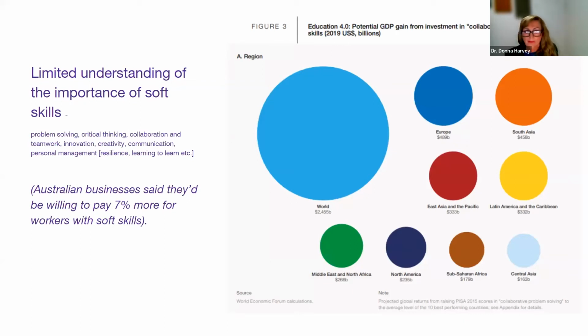our school environments. And this is now for the individual, Australian businesses are telling us that they would be willing to pay 7% more to the individual for workers with those soft skills. So hence the importance of us starting to focus on these within our schooling education systems.